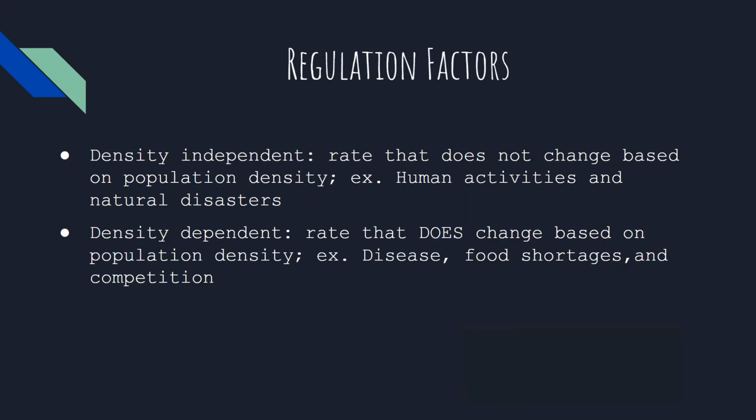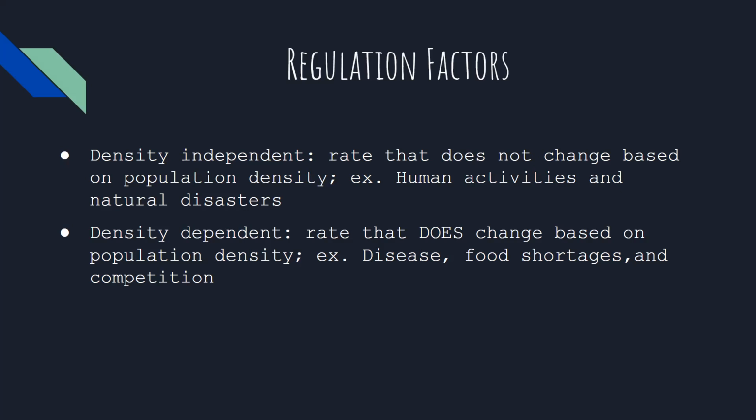Next you have regulation factors. You have the density independent and the density dependent factors. A density independent factor is one where the rate does not change based on population density. So human activities and natural disasters. Stuff like this: if an earthquake is going to happen, it's going to happen. It doesn't matter how many people or whatever is there, it's going to happen anyway.